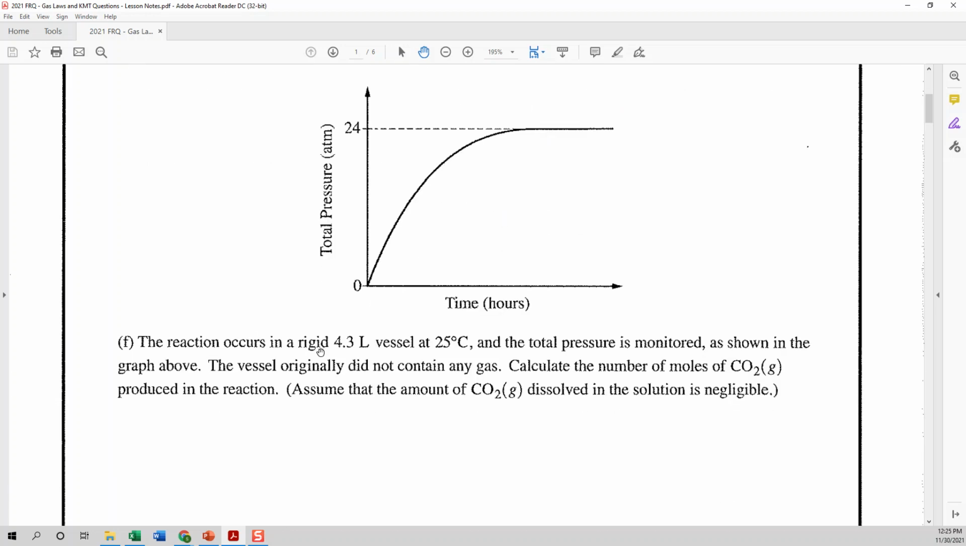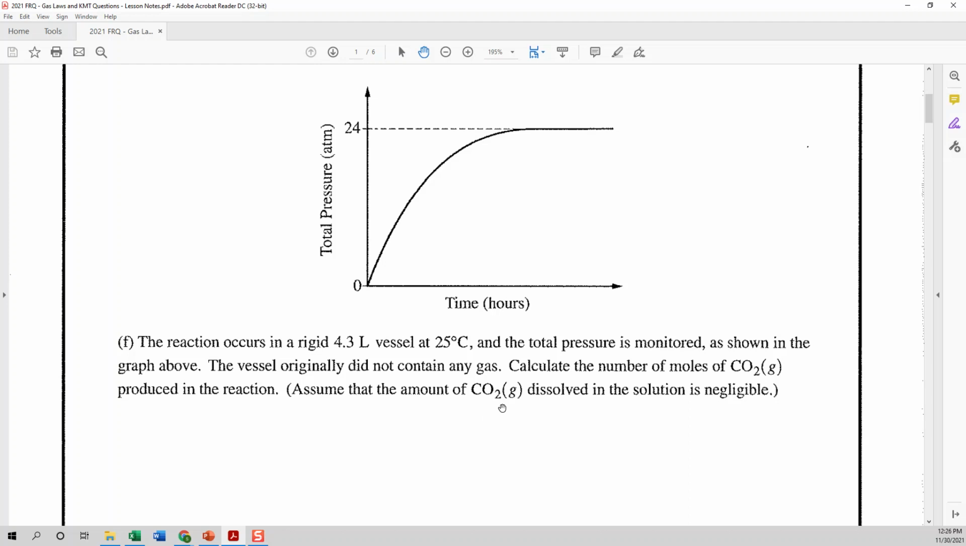So it says the reaction occurs in a rigid 4.3 liter container, so we know the volume. We know the pressure, 24 atmospheres. We know the volume, 4.3 liters. We know the temperature, 25 degrees Celsius, so 298 Kelvin. And the total pressure is monitored, as shown in the graph above. The vessel originally did not contain any gas, hence the fact that it had 0 pressure at time 0. Calculate the number of moles of CO2 gas produced in the reaction. Assume that the amount of CO2 gas dissolved in the solution is negligible.